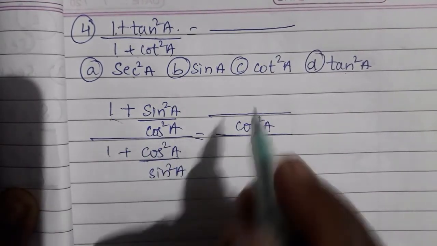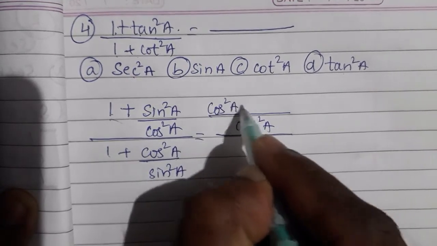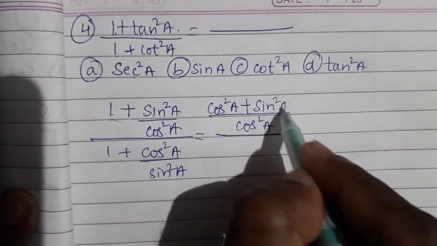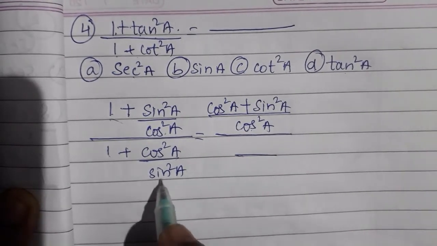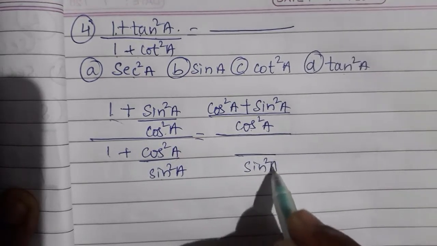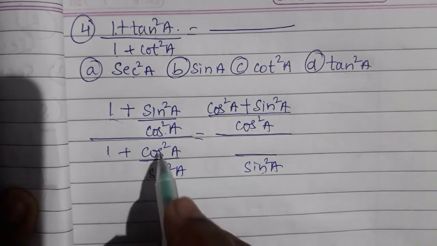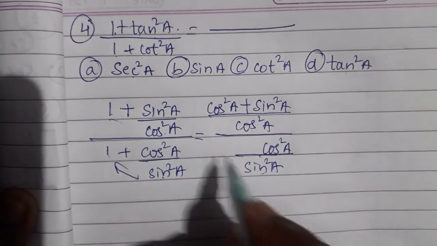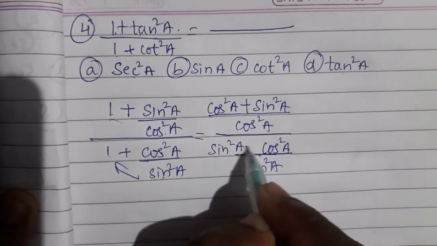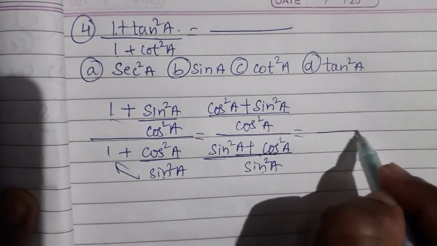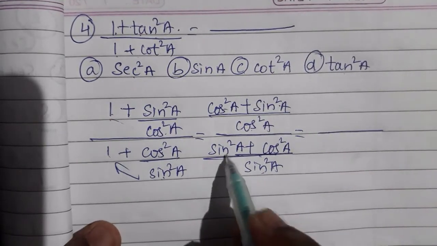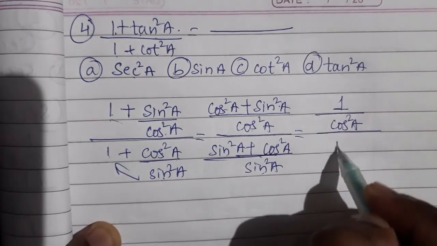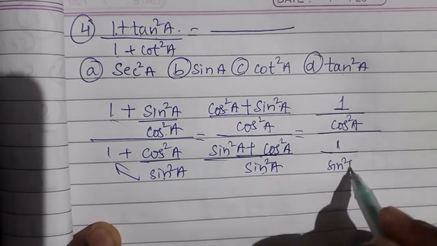Cross multiply. 1 into cos square A gives you cos square A plus sin square A. The denominators and LCM are both the same, so sin square A will remain as it is. Same procedure I am adopting in the denominator. Sin square A will become the LCM. LCM and denominator is the same, so this cos square A will remain as it is. So here you have to cross multiply. 1 into sin square A is sin square A. Now we know that cos square A plus sin square A, or sin square A plus cos square A, is nothing but 1 according to the identity. So I will get here 1 by cos square A. In the denominator, 1 by sin square A.